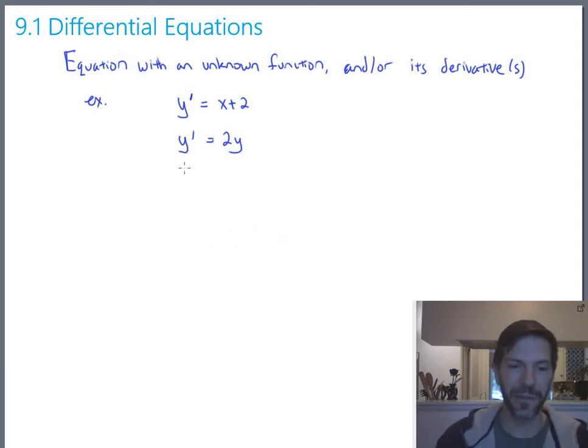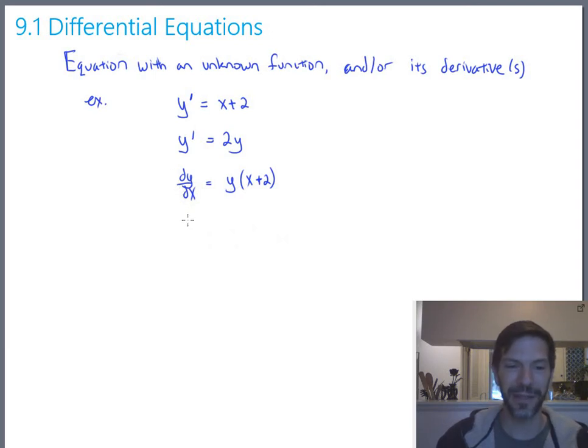And they don't have to use the y prime notation. They could use dy/dx is equal to y times x plus 2. And again, the idea here is to say the derivative of some function is equal to the function itself times x plus 2. And if you solve this, you'd be figuring out what the function is.